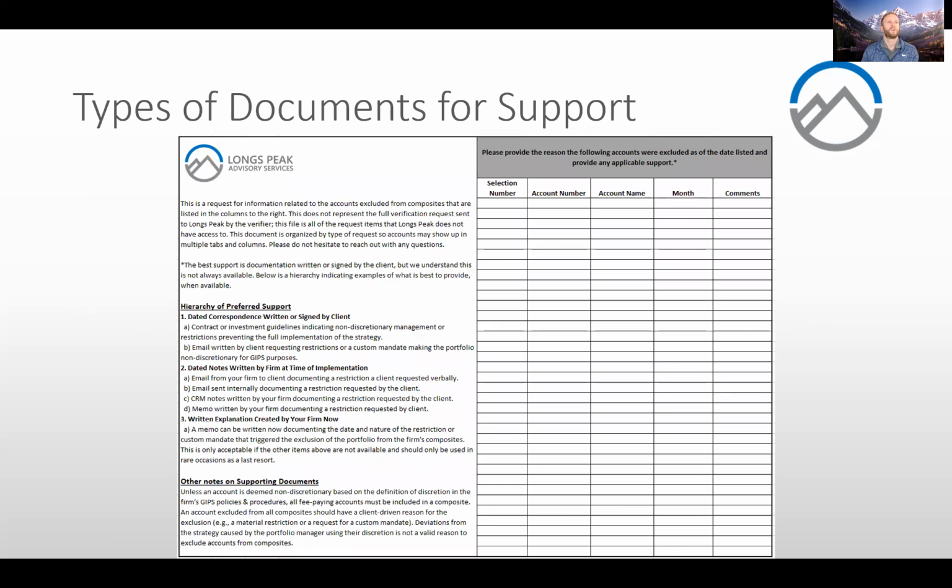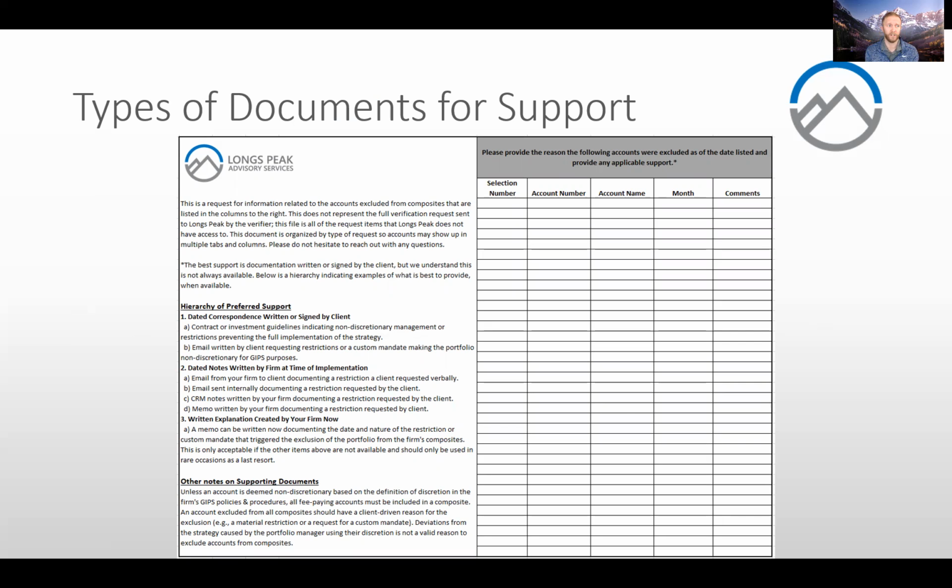So some standard requests that come from the verifier and are provided to you by Long's Peak outline some hierarchy of preferred support and how we can document and support various restrictions. Again, the verifier is going to be flexible as far as what shape or form this support comes over to them, as long as we can give them a paper trail that clearly outlines a restriction that is in place as of a specific date, and that those restrictions can be supported by asset allocations, holdings, and transactions and trades being done for that account.